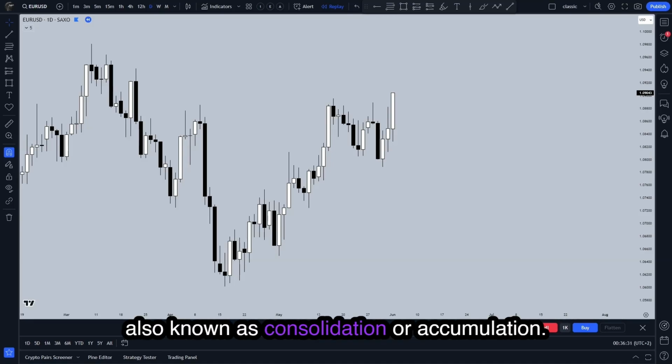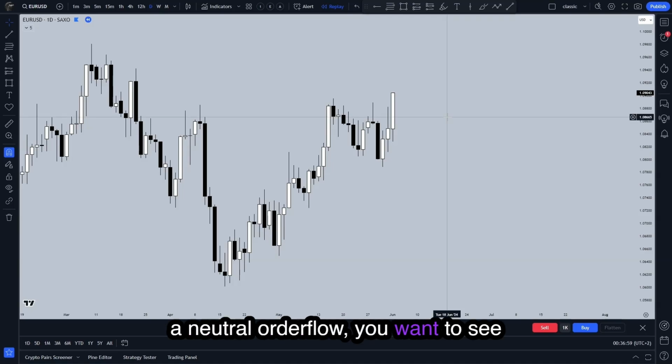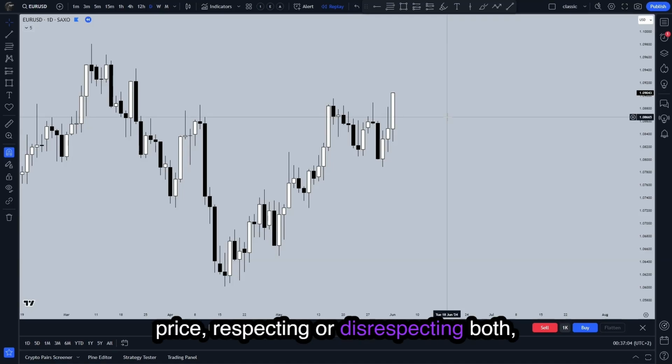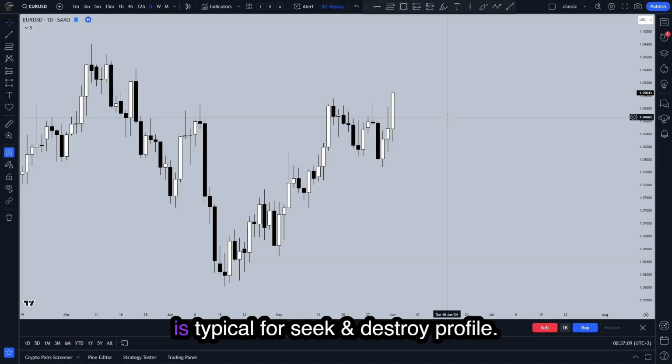as consolidation or accumulation. In a bullish order flow, you always want to see price disrespect bearish PD arrays and respect the bullish ones. And vice versa for bearish order flow: you want to see price disrespect bullish PD arrays and respect bearish PD arrays. In a neutral order flow, you want to see price respecting or disrespecting both the bullish and bearish PD arrays, which is typical for a seek and destroy profile.